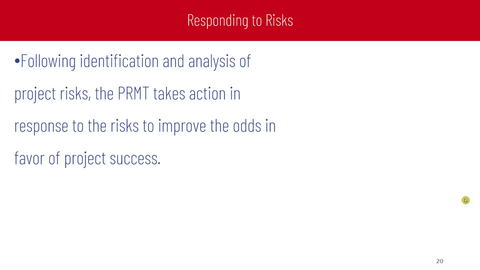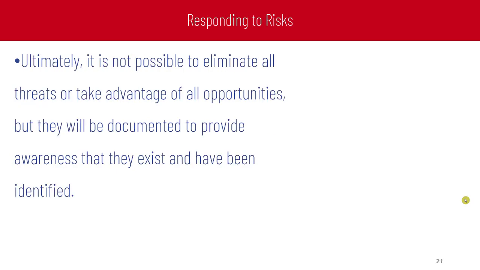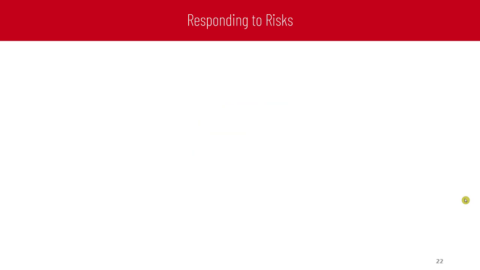Responding to risk. Following identification and analysis of project risk, the project risk management team takes action in response to the risk to improve the odds in favor of project success. Ultimately, it is not possible to eliminate all threats or take advantage of all opportunities, but they will be documented to provide awareness that they exist and have been identified.